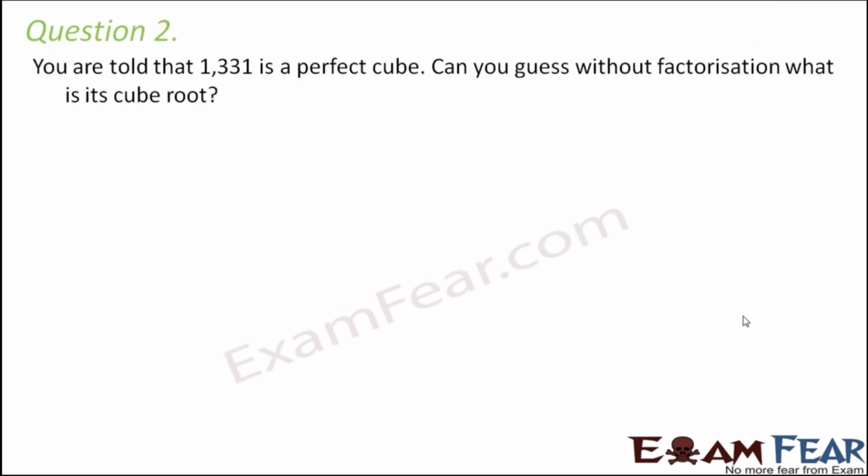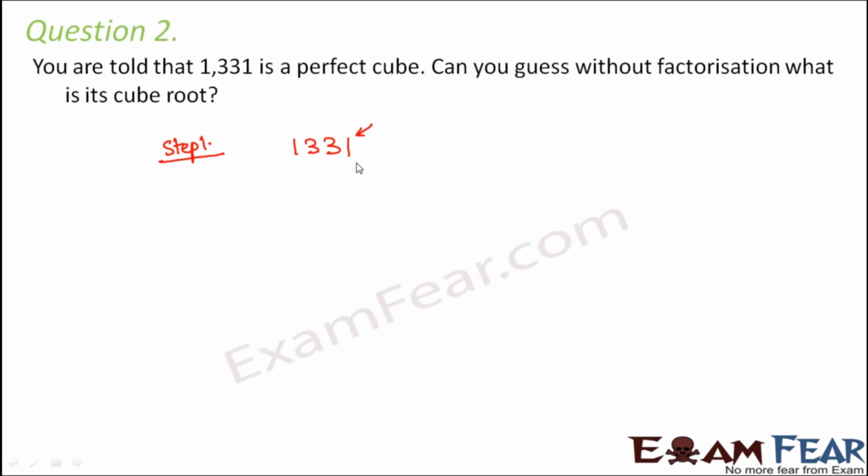Question number 2. You are told that 1331 is a perfect cube. Can you guess without factorization what its cube root is? Obviously, if you are asked not to factorize, you will go with the estimation method. So let's look at it step by step. Step 1, take the number. Find its units digit, it's 1.